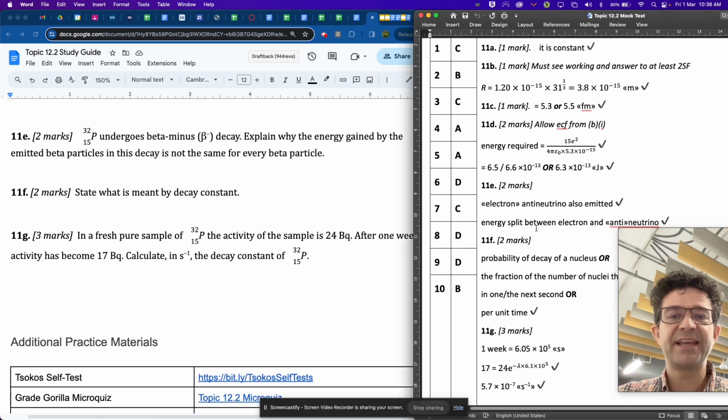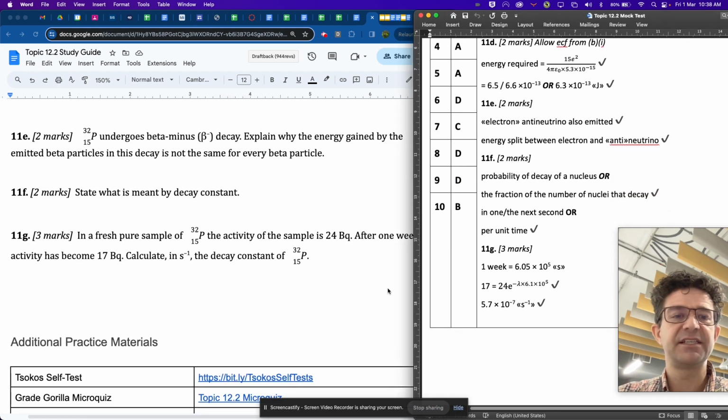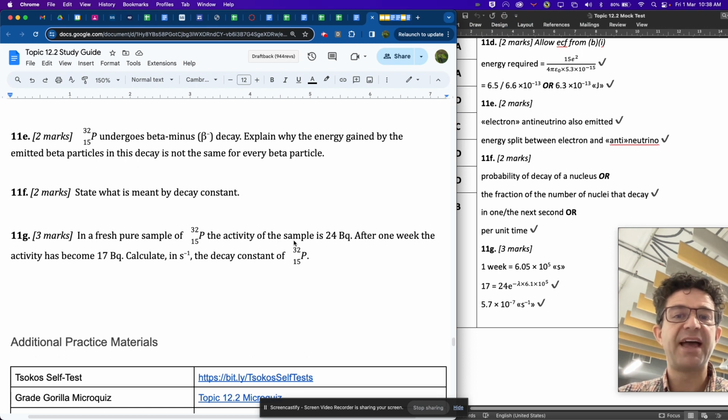What is meant by a decay constant? The decay constant is the probability that a nuclear decay will occur, or alternatively, it's the fraction of nuclei that decay every second or per arbitrary unit of time.